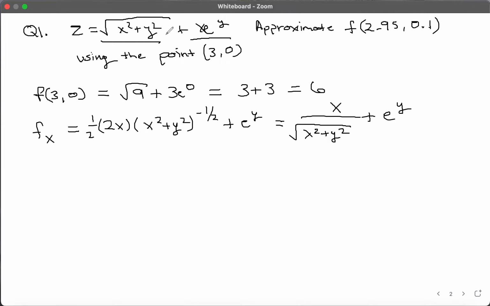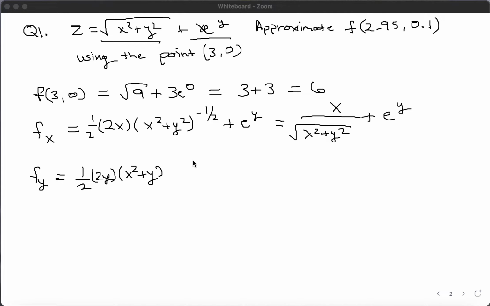Awesome. And then same thing for the partial derivative with respect to y. Same thing with the inner term, except now we're treating x as a constant. So we're going to bring down the 1/2 from the square root. Then the derivative of y squared is just 2y. And then again, the inner term is x squared plus y squared to the negative 1/2. And then we have plus x times e to the y.